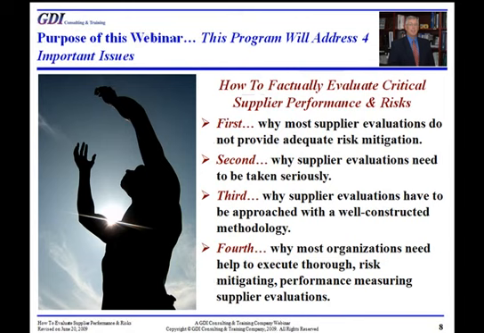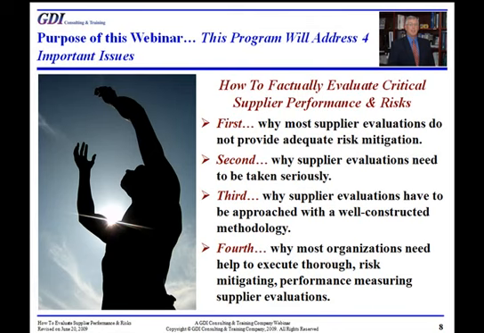Let's talk about the purpose of this program. The program is going to address 4 really important issues. The first is we're going to try to discuss why most supplier evaluations do not provide adequate risk mitigation. We're going to try to address why companies that think they have supplier evaluations don't really have them, or don't have them in a self-sustaining process.